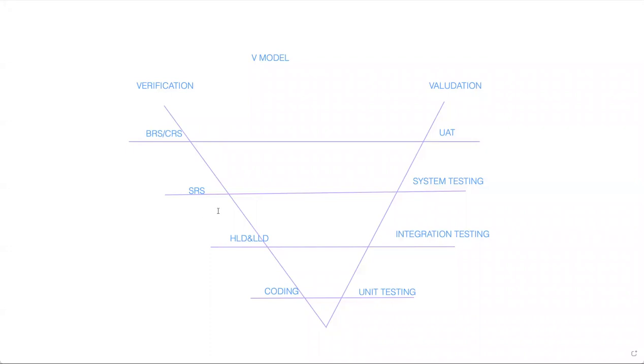So in SDLC, the requirement phase is the first phase. Then, based upon those documents, the next phase is the design phase. In the design phase we have documents called HLD and LLD. HLD is the high level design document and LLD is the low level design document.